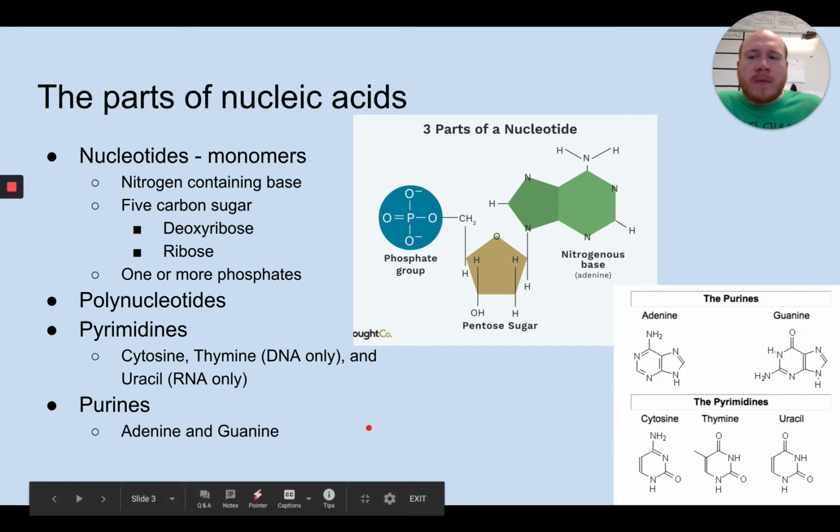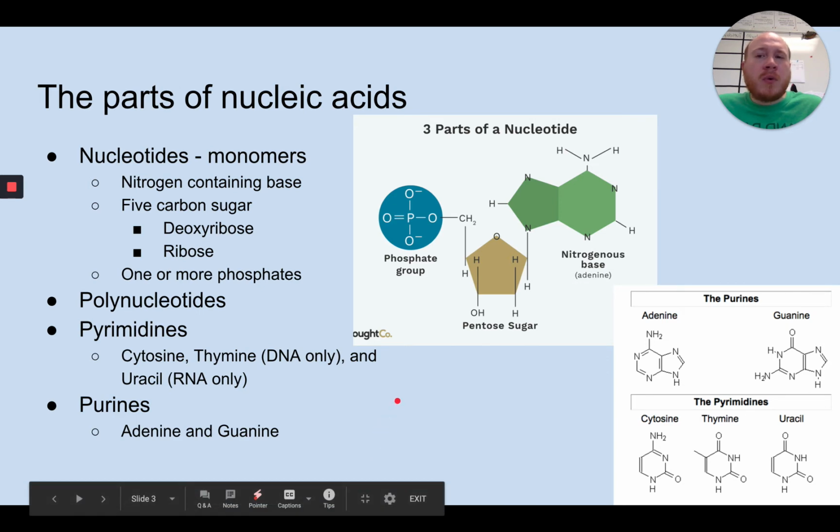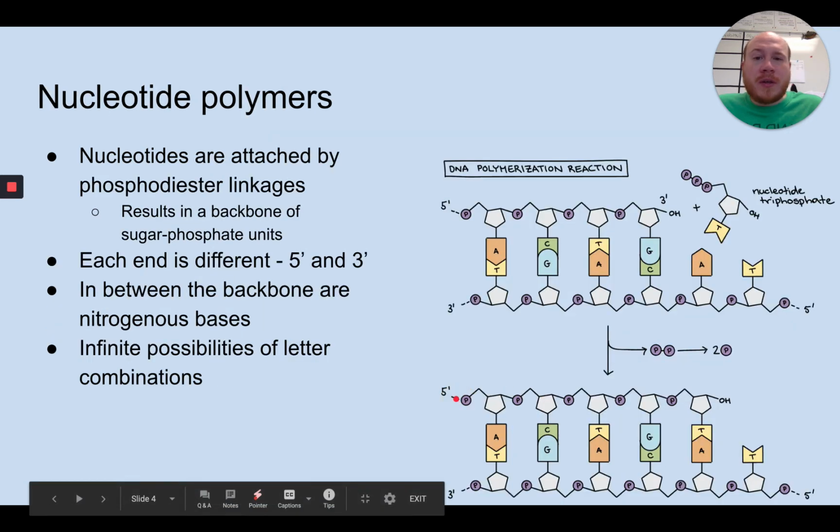And so if you're asked for pyrimidines and purines, the C's, T's, and U's are pyrimidines, and the purines are adenine and guanine. The odds of them asking you which one's a purine or pyrimidine on the AP Bio test are pretty slim now. It's kind of one of those rote memorization things, but it's useful to know that there are differences. It's also important to know which letters go with which.